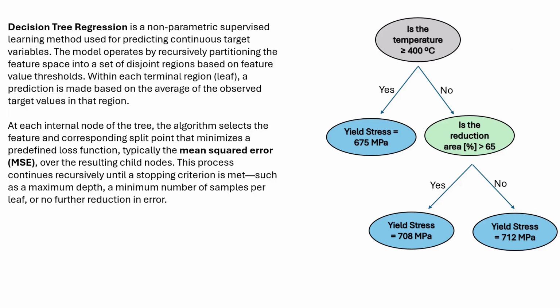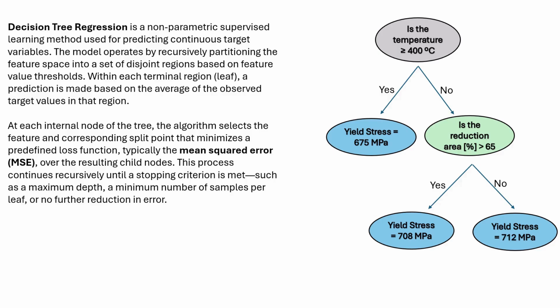Now, let's talk about the decision tree machine learning model we're using in this task. Decision tree is a non-parametric supervised machine learning model used to predict continuous target values. The model works by recursively splitting the data based on feature thresholds that reduce prediction error, usually using mean-squared error as the loss function.